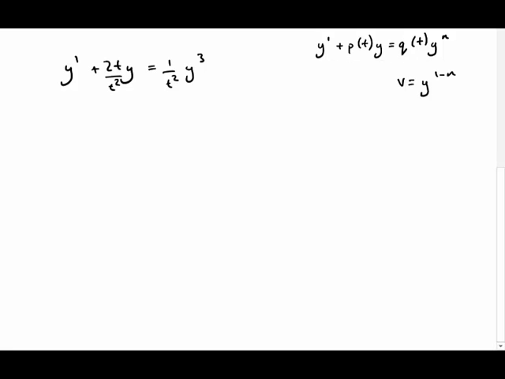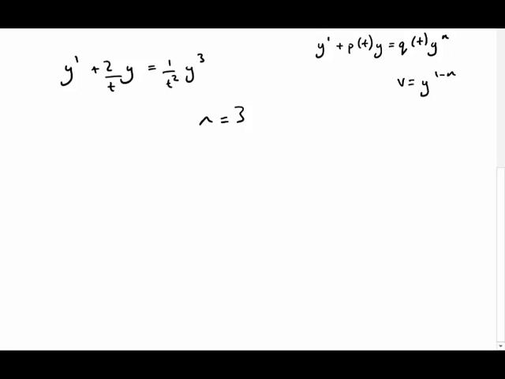I can do a little bit of simplification here. I can look at this term, and that t will cancel with one of those t's in there, so it'll just be left with 2 over t. So this is now looking a little bit more like it, because now my p of t is 2 over t, my q of t is 1 over t squared, and my n is going to be 3, because I'm looking at that power there.